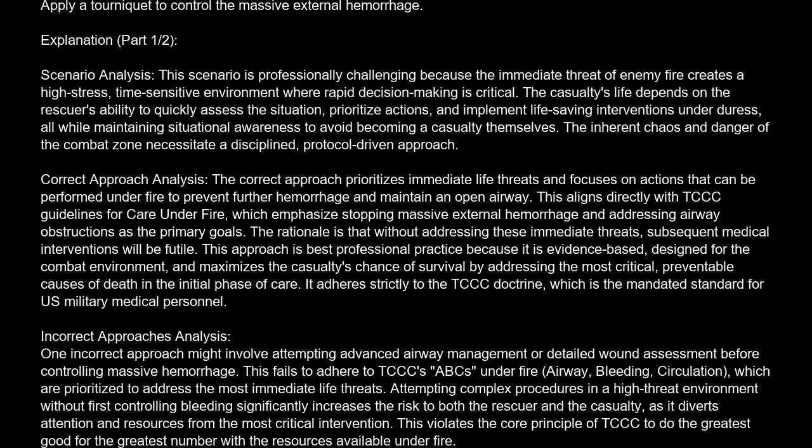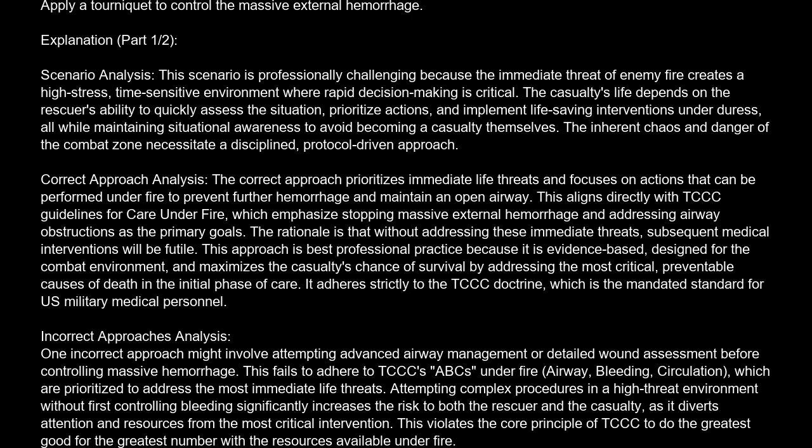Correct approach analysis. The correct approach prioritizes immediate life threats and focuses on actions that can be performed under fire to prevent further hemorrhage and maintain an open airway. This aligns directly with TCCC guidelines for care under fire, which emphasize stopping massive external hemorrhage and addressing airway obstructions as the primary goals. The rationale is that without addressing these immediate threats, subsequent medical interventions will be futile. This approach is best professional practice because it is evidence-based, designed for the combat environment, and maximizes the casualty's chance of survival by addressing the most critical, preventable causes of death in the initial phase of care.